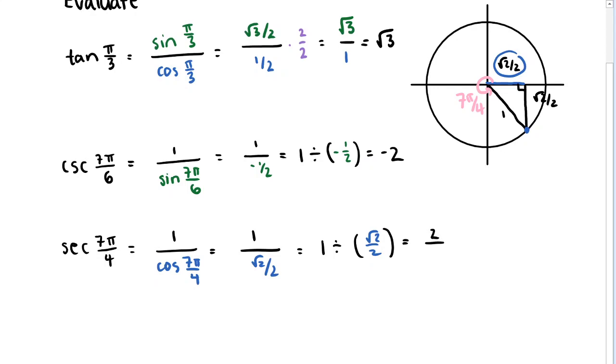This is 2 over the square root of 2. And here sometimes people like you to rationalize the denominator, but that's okay, we don't have to in this case. I'm not too picky about that. This is fine for us.